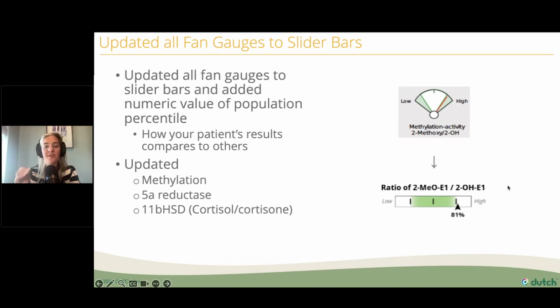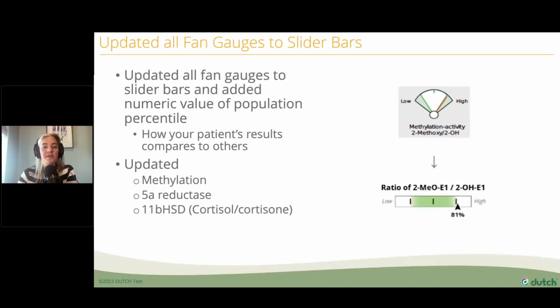So now this population percentile is the number showing you how your patient's results compare to others. And that's other samples that have come through our lab, which is in the tens of thousands, huge numbers of samples, maybe even hundreds of thousands. So the way that this would read would be that this patient's methylation is better than 81% of the samples that we've processed through the lab. You can see there's only about 9% of people who have more efficient methylation than this.